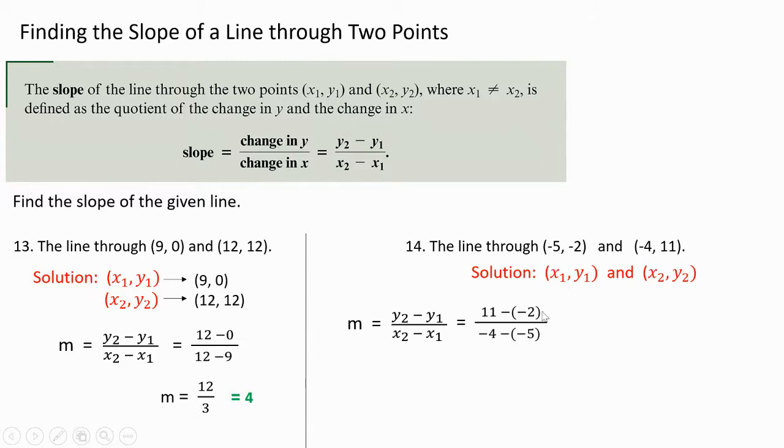And -4 minus -5. So we know from previous courses or high school that when you have a negative times a negative, or two negatives back to back, it is equal to a positive. This is like a -1 there, right? -1 times -2 is +2. Same thing over here on the denominator, that'll be +5. So that will give us 13 over 1, which means my slope is 13.